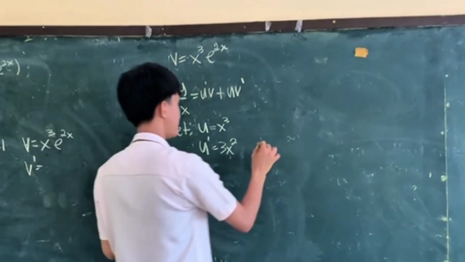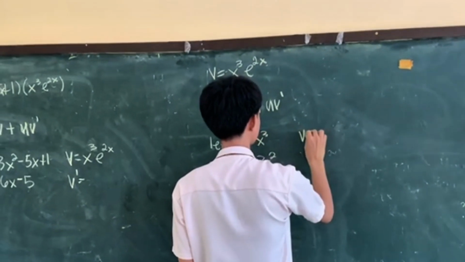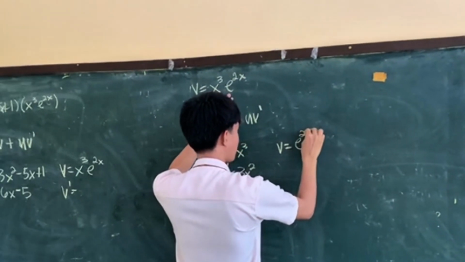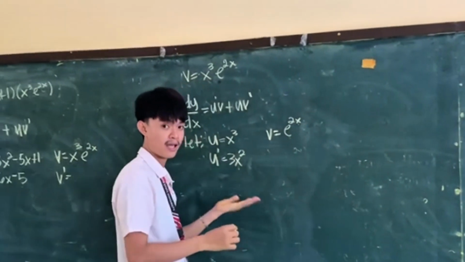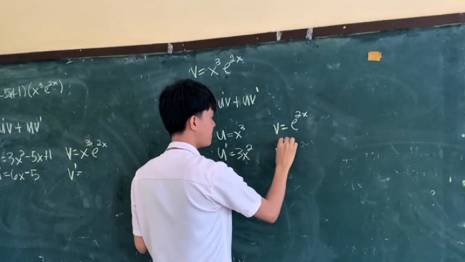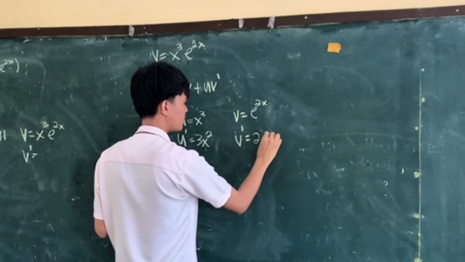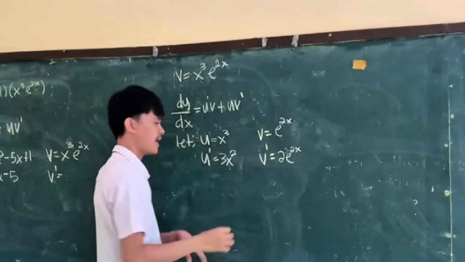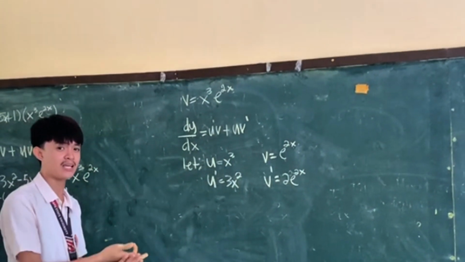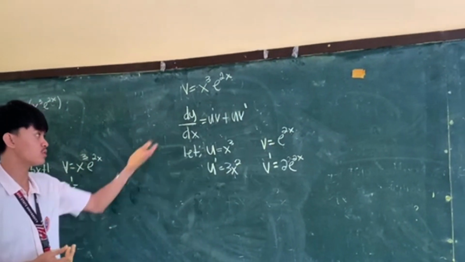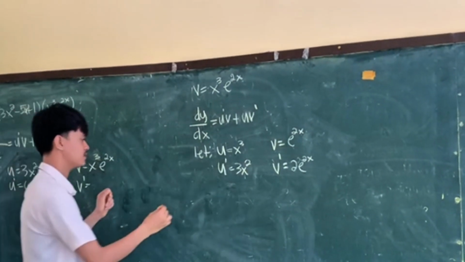Now, let's find the value of v. Let v be equal to e to the power of 2x, and the v prime is equal to 2e to the power of 2x. Now that we have these given values, let's substitute them to this formula.